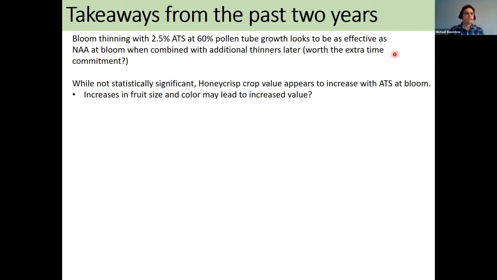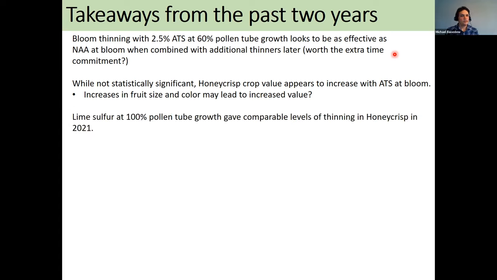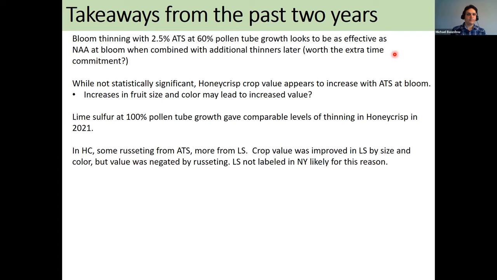Again, while not statistically significant, the Honeycrisp crop value does appear to increase with the ATS at bloom. We want to repeat this again and see if that trend continues. And again, we saw that from the increase in fruit size and color. The lime sulfur at the 100% pollen tube growth did give comparable levels of thinning in Honeycrisp in 2021. But again, we did note that there was some russeting from the ATS and even more russeting from that lime sulfur treatment. So the crop value was improved in the lime sulfur in terms of the size and color, but that was negated by the russeting. And lime sulfur is not labeled in New York, and certainly partially for that reason.